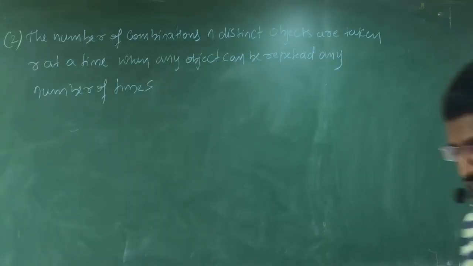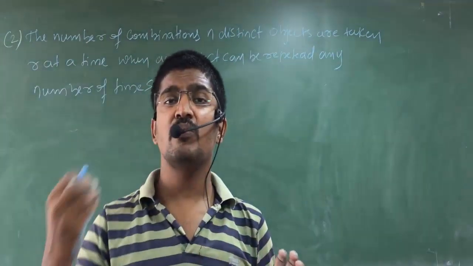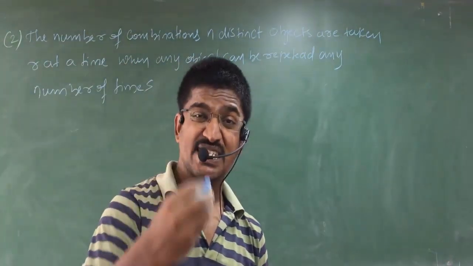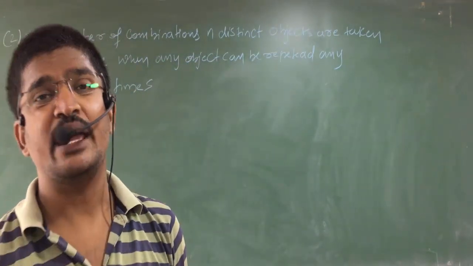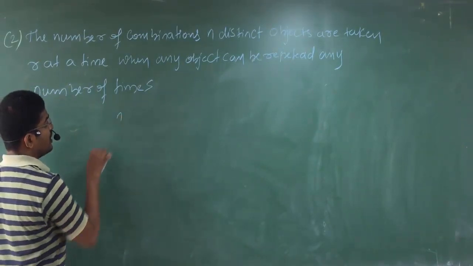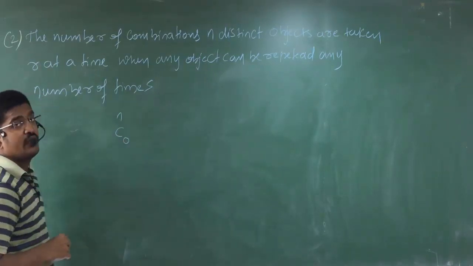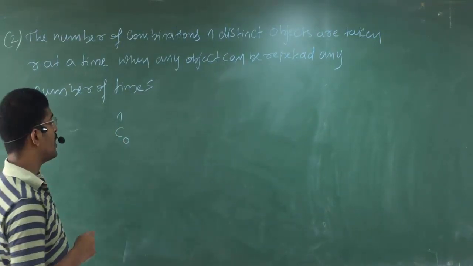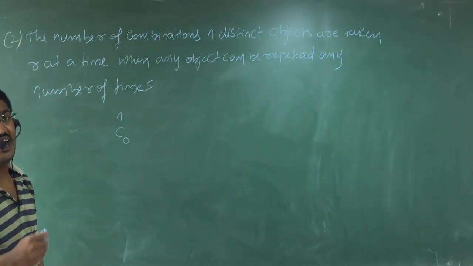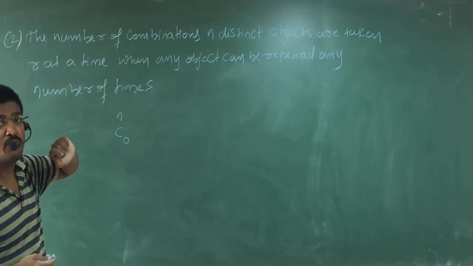Clear? Okay, see here. There are n number of distinct objects. From that, r number of objects are taken and any of those objects can be repeated for any number of times. That means, see here, for example, there are n number of elements. I will choose 0 elements, clear? And I try to repeat that as many times as possible. That means I can repeat it for n number of times. Are you getting my point?